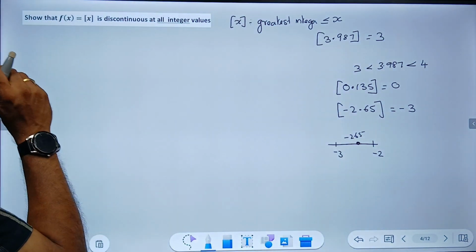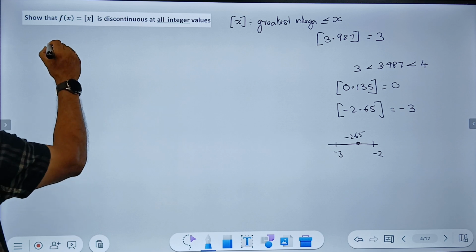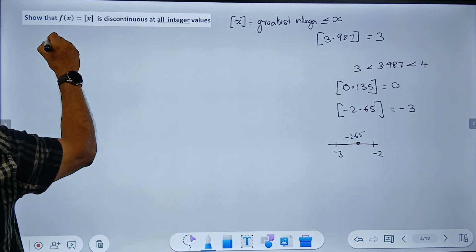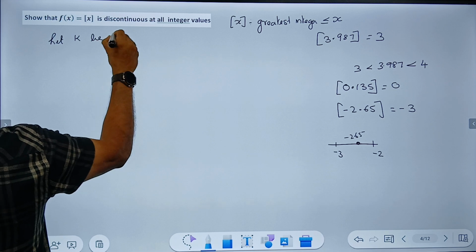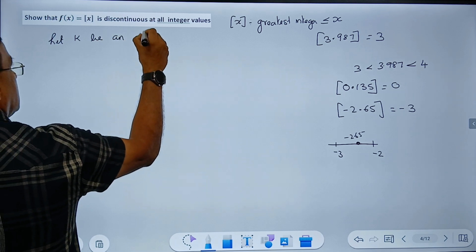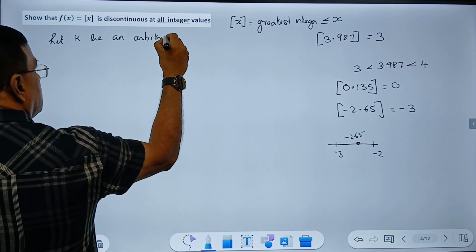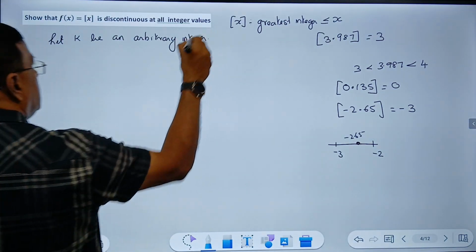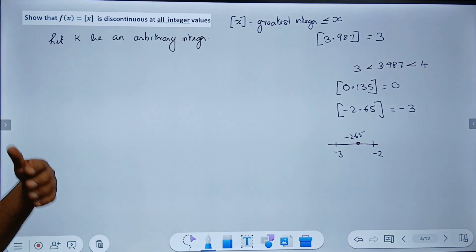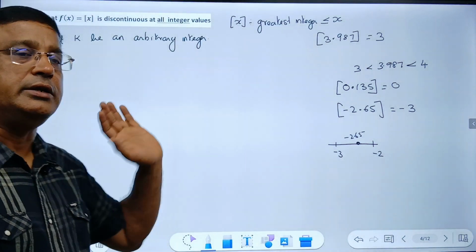Okay. Now what I will do, this is an NCERT question. Okay. Let K be an arbitrary integer. I am taking K as an arbitrary integer. It can take any value. K is an arbitrary integer.